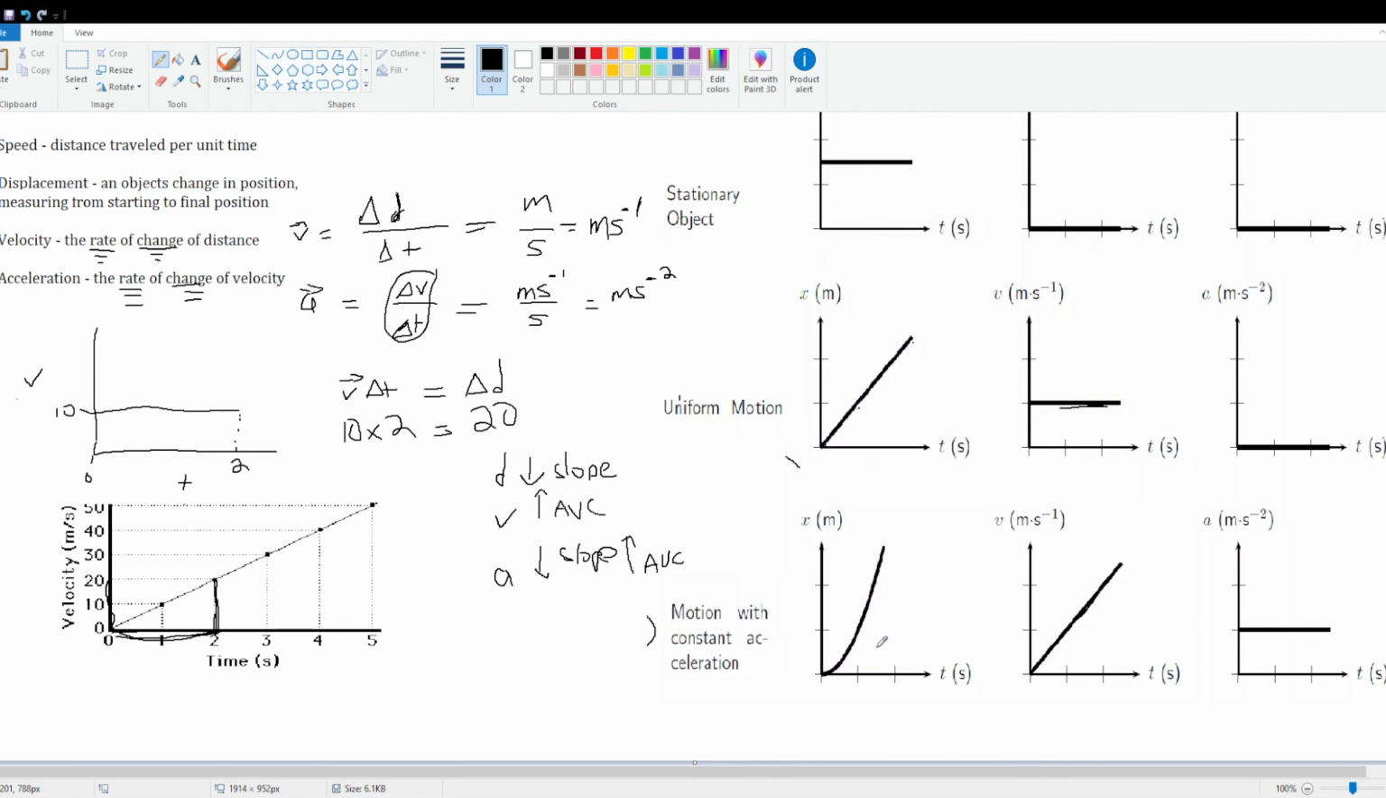So I'm going to leave it on that note, and next we're going to talk about the Suvat equations, as they're called. It's a bit more arithmetic, which is not the most fun, but that's going to be next video.